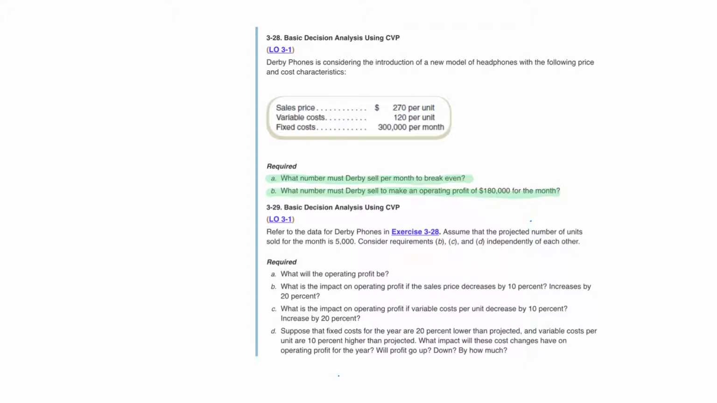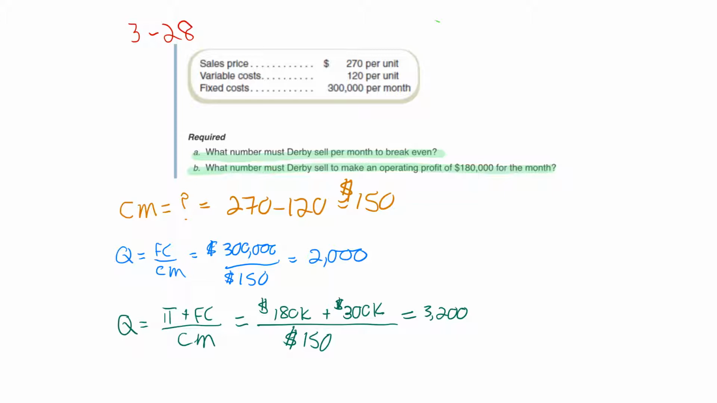on the next slide. In order to calculate the solutions to either Part A or Part B, the good place to start is with the contribution margin. So remember, the contribution margin is the sales price, $270 a unit, minus the variable costs, $120 per unit. So the contribution margin per unit is $150. So the break-even point is the fixed cost, which is $300,000 per month, divided by the contribution margin per unit, and we get 2,000 units.